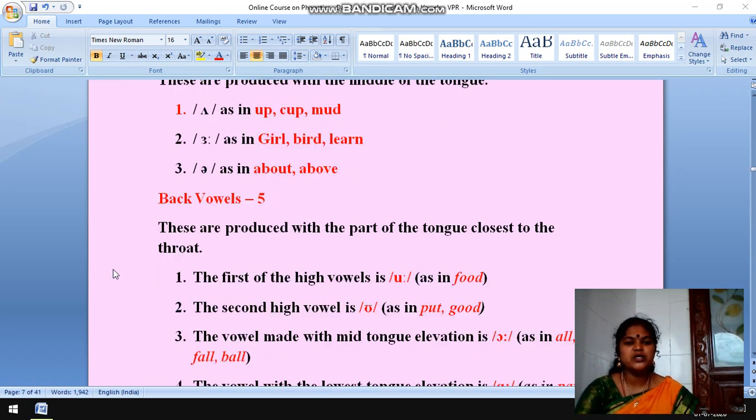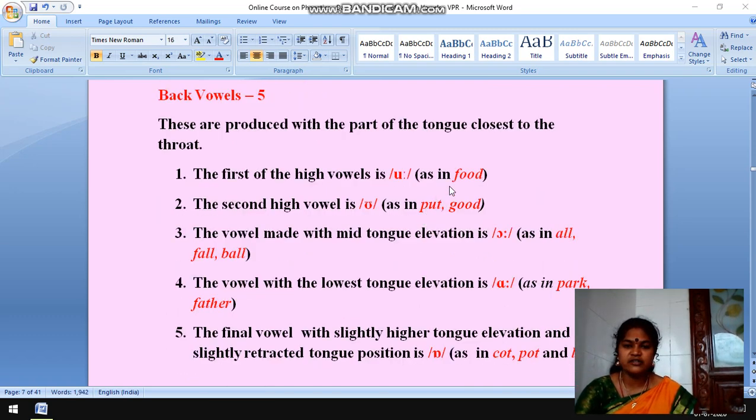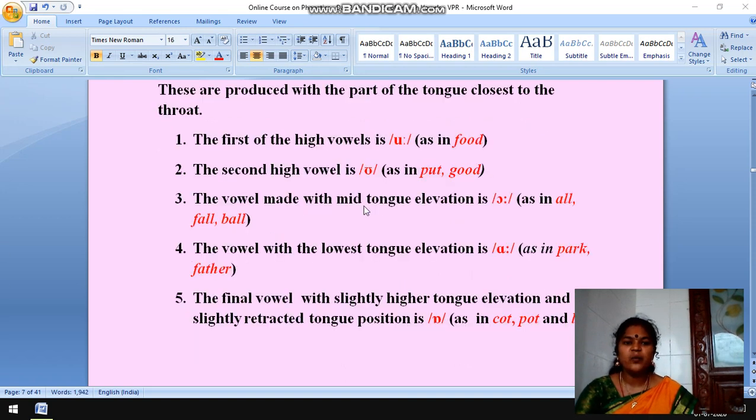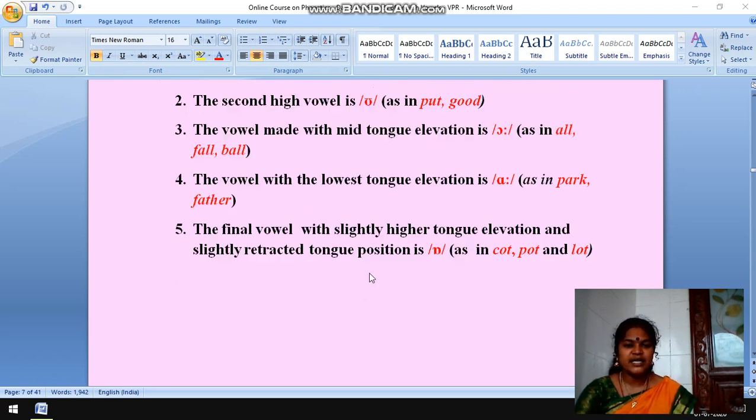Then the back vowels are produced with the part of the tongue closest to the throat. The first of the high vowels is oo, as in food. Then the second high vowel is as in put, good. Then the vowel made with the middle tongue elevation is as in all, fall, ball, call. Then the vowel with the lowest tongue elevation is as in park, father, arm. Then the final vowel, with a slightly higher tongue elevation and slightly retracted tongue position, is as in cot, pot, lot, shot.